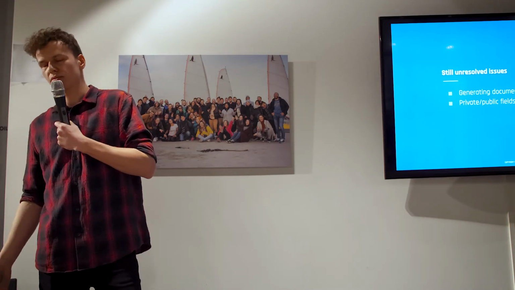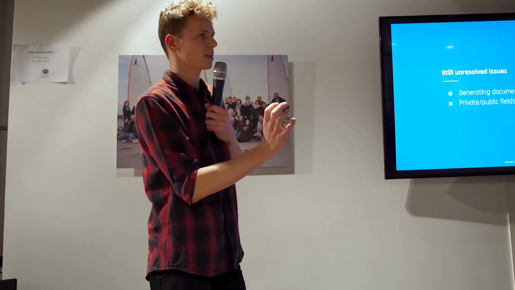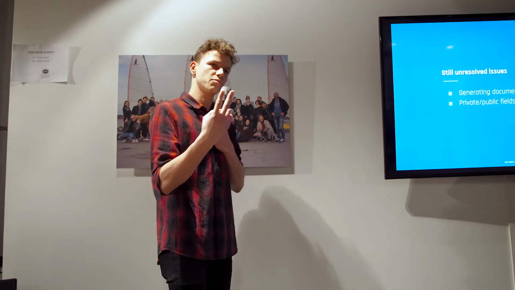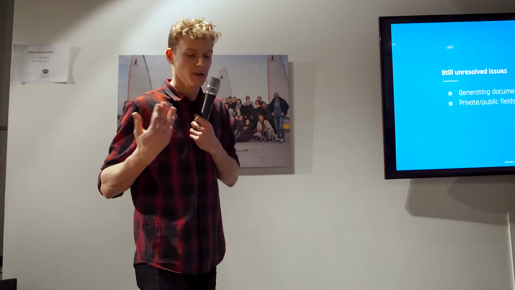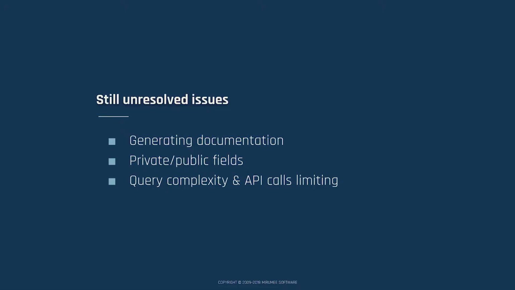So this is a limitation of Graphene because it allows us to define types, like you can have a single type for a single model, and I cannot define two types, like a private product and a public product, and have them both in my schema. So this is maybe a limitation of our framework, but still we have to somehow deal with this problem in the future. And the last thing is query complexity.